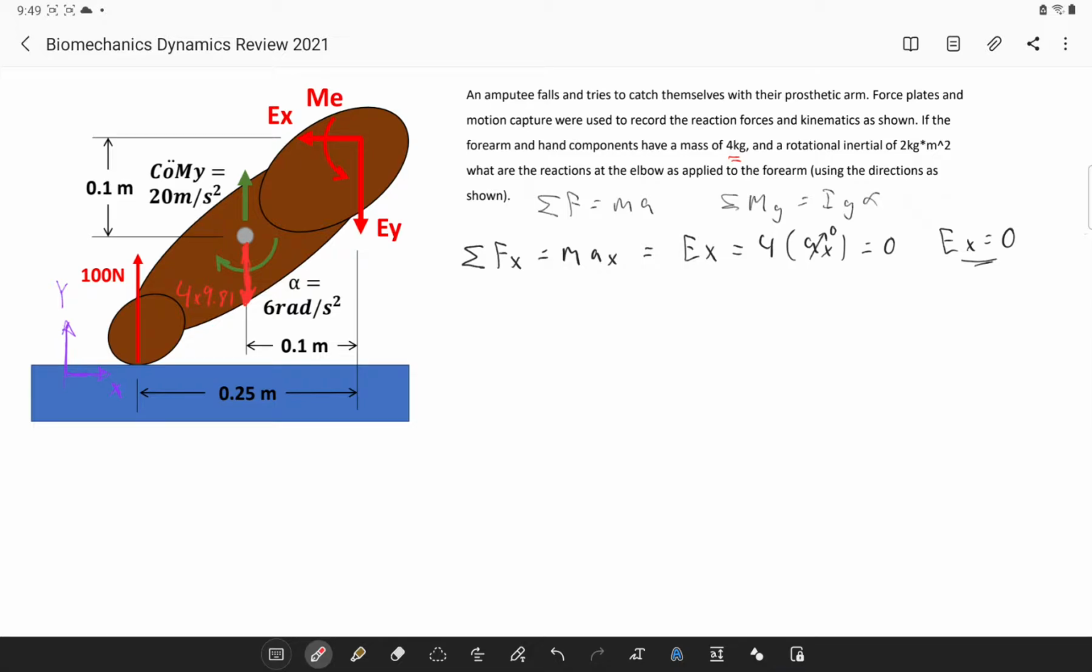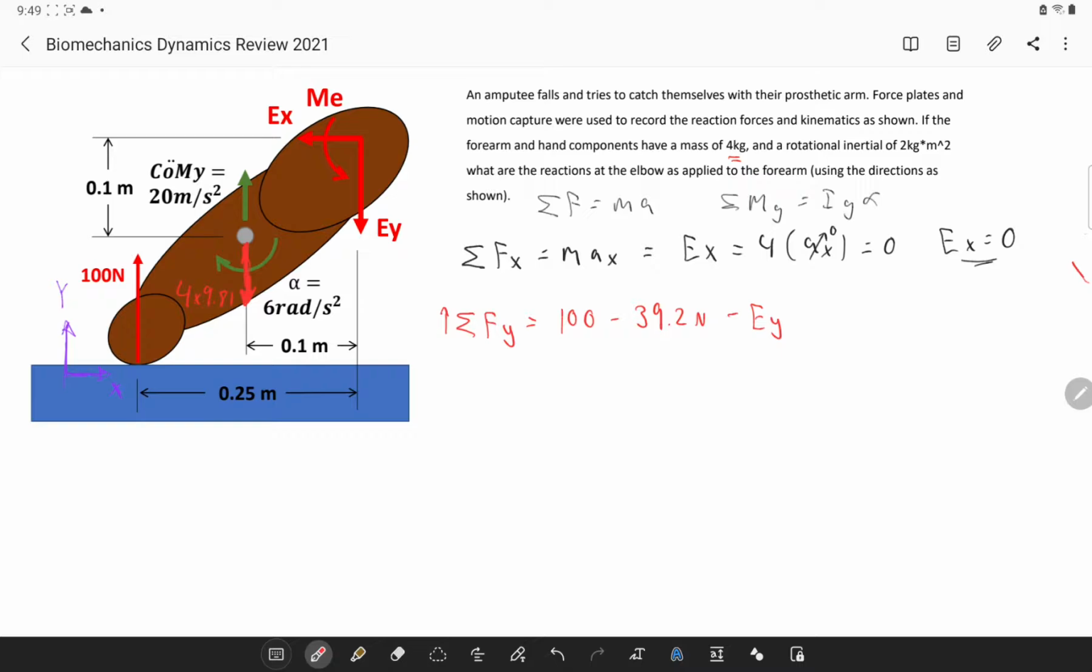I'm going to do a quick calculation to figure out what that's at. That looks at 39.2 newtons. So in my summation of forces in the y, I'm going to do upwards positive: 100 newtons minus my 4 times 9.81, which gives me 39.2, minus my EY. There's all my forces in the y direction.